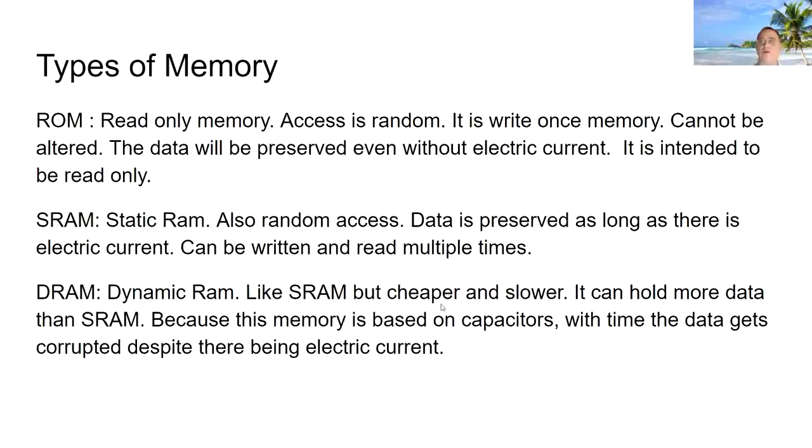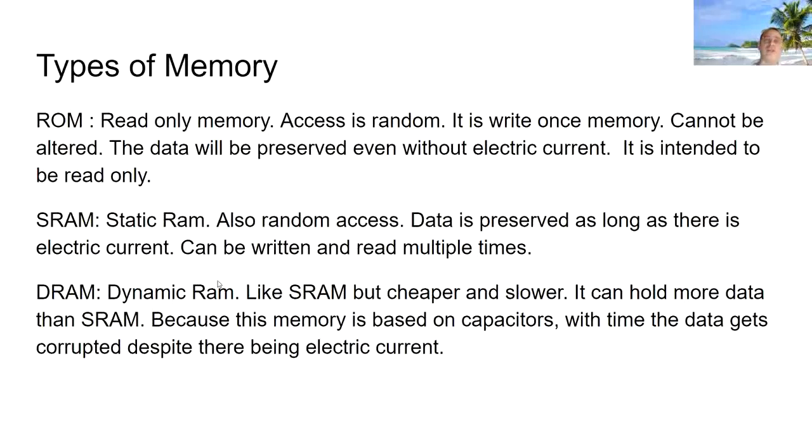DRAM is slower and it's cheaper. Because this memory is based on capacitors, and you don't probably know what a capacitor is, but it's two pieces of metal that can store electricity. With time, the data gets corrupted despite there being electric current. So this is a key point, as it differs from SRAM.